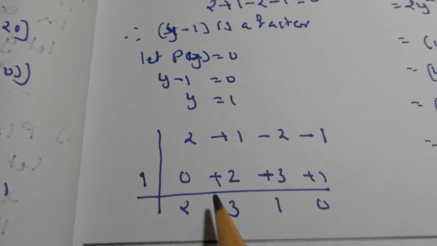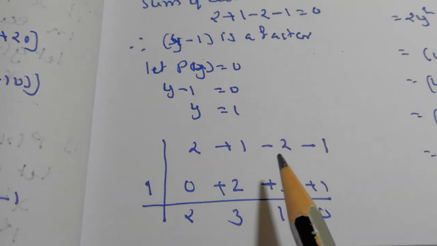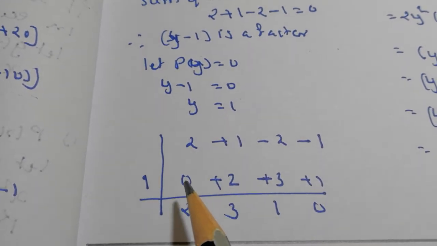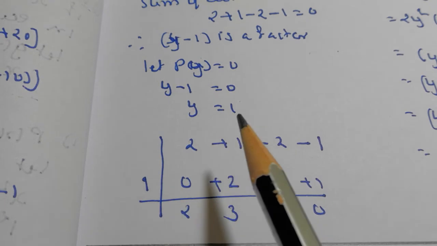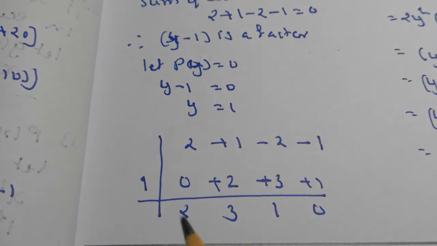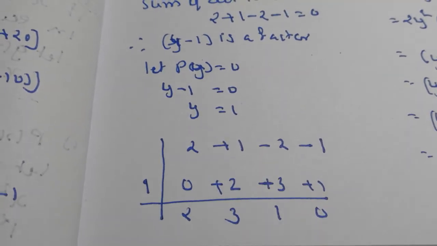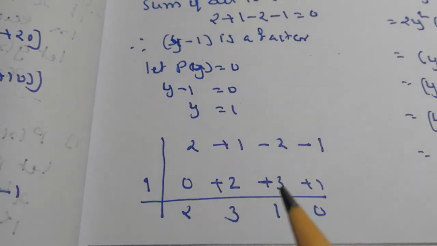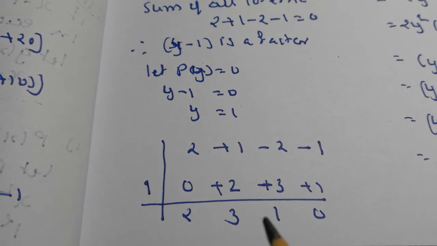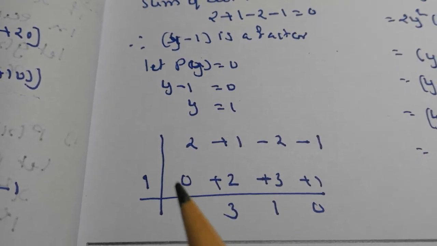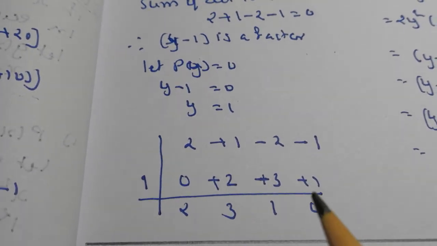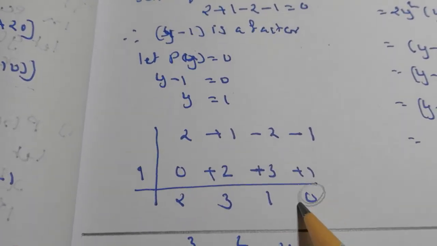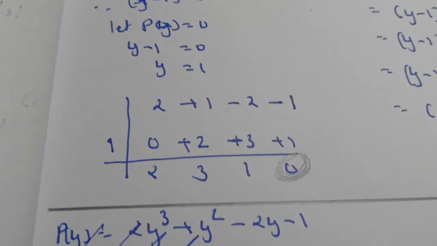I am writing all the coefficients, that is 2, 1, minus 2 and minus 1. Below the first number you are going to place 0, and 2 ones are 2. The value of y I have got is 1, so it will be 1. So 2 ones are 2. 2 plus 1 is 3. 3 ones are 3. Plus of minus is minus. 3 minus 2 is 1. The greater number has the plus sign, so it will be plus. 1 ones are 1, so plus 1. Plus 1 minus 1 gets cancelled, so 0. Make it clear, the last number of the answer should always be 0.